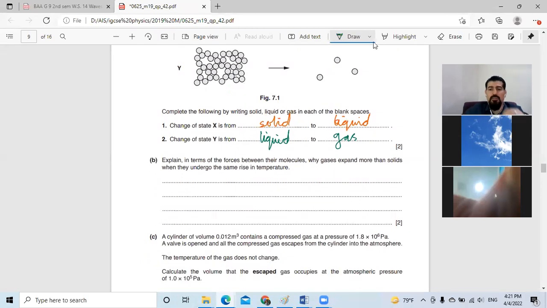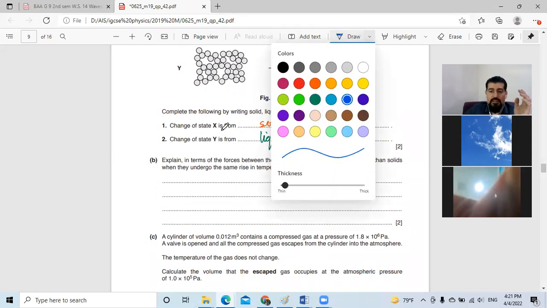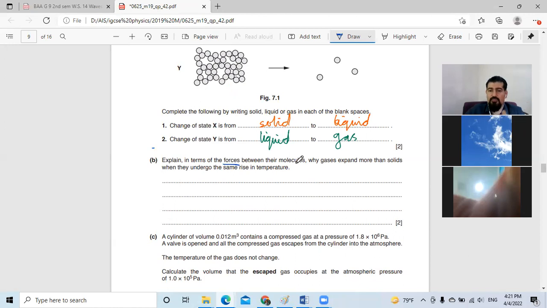Then what they ask here, part B: explain, in terms of the force between the molecules, why gas expands more than solid when they undergo the same rise in temperature. Actually, we know that gas molecules have weaker attraction force between its molecules.